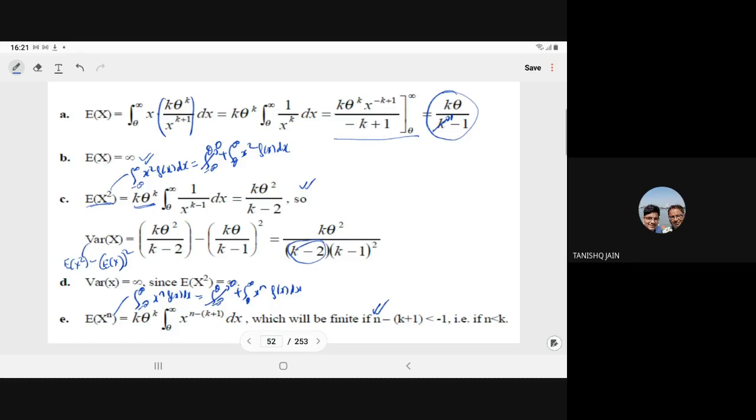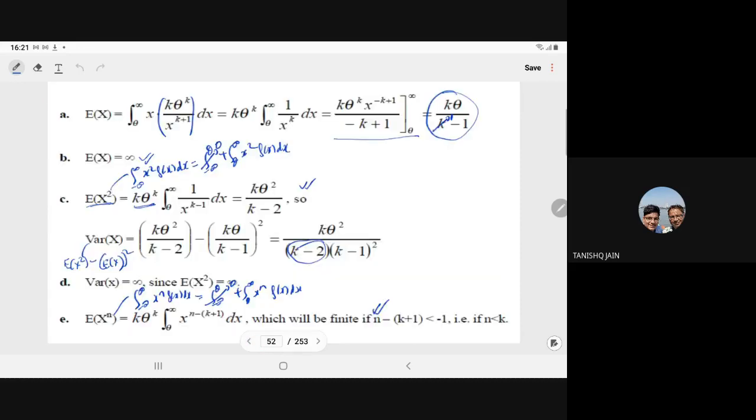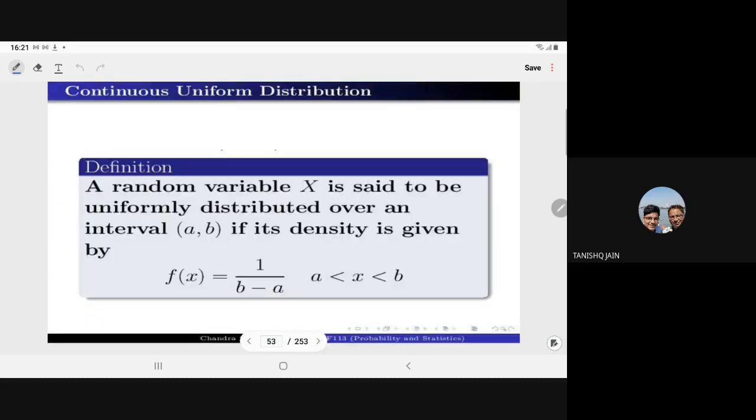Then only this integration will exist. So this is the question on the expectation and variance of the continuous random variable. Now let us start with some standard continuous random variables.